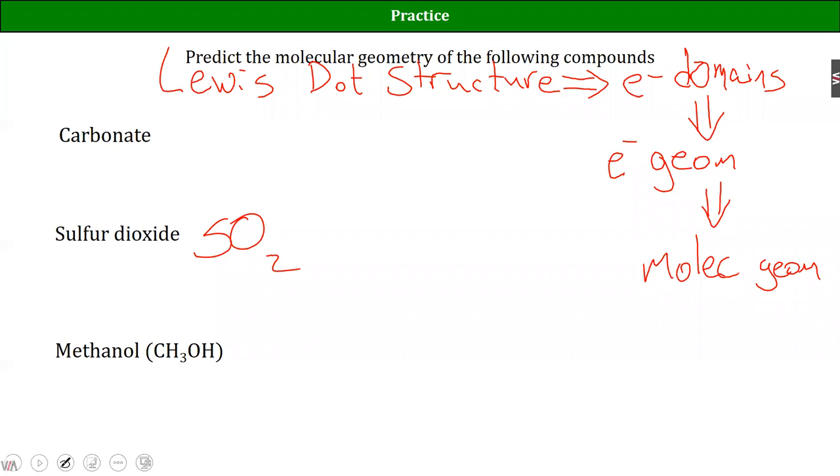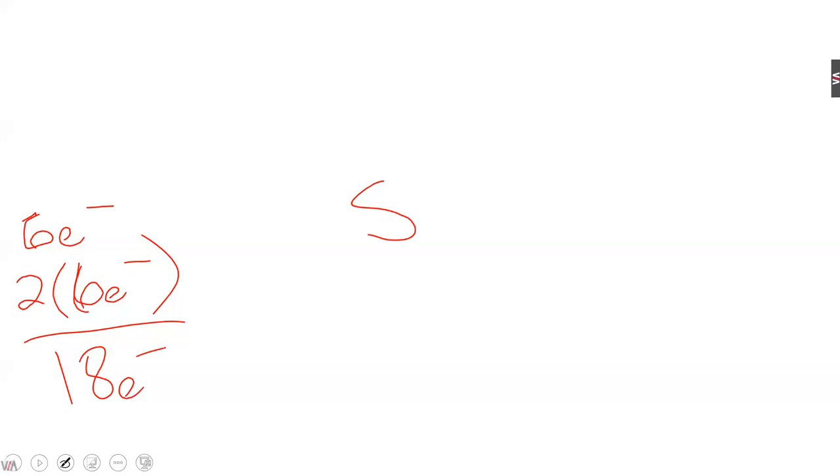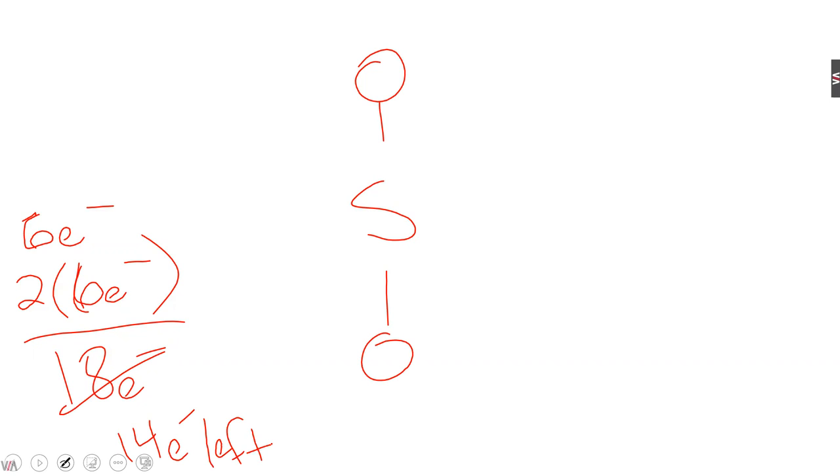So sulfur dioxide, we have to start with the Lewis dot structure. What goes in the middle? Sulfur. They both have the same number of vacancies, but sulfur is farther away from fluorine. So sulfur is going to go in the middle. Sulfur has six valence electrons, and there are two oxygens that each have six valence electrons. Total of 18 valence electrons. You can start by using four of them up like that. 14 left. How many does each oxygen need? Six. And there's two of them, so that's going to use 12 of our 14 remaining, right?